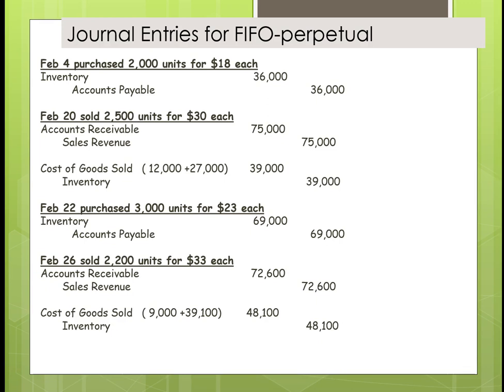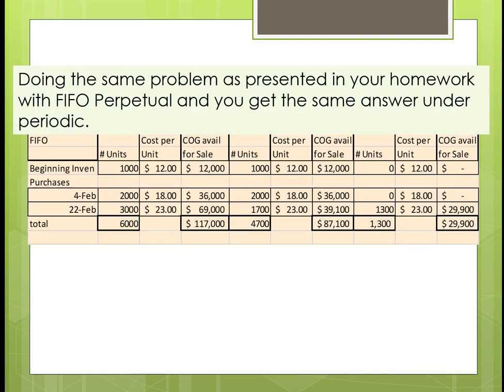Now, let's see what this problem looks like based on how Connect does it. So, if you look at this, you will see at the end of the month for units in inventory, you end up with 1,300 units at $23. So, this gives you an idea of how it works under your system. And again, you get the same answer under Perpetual and periodic for FIFO only.